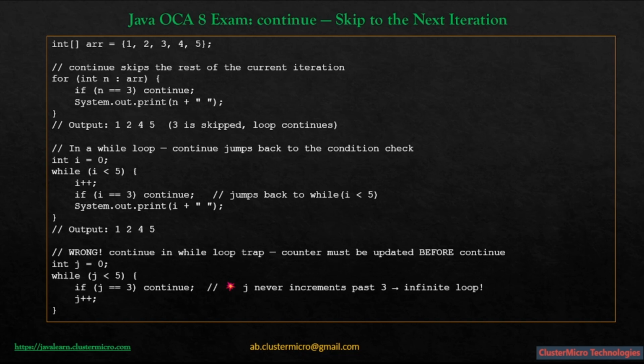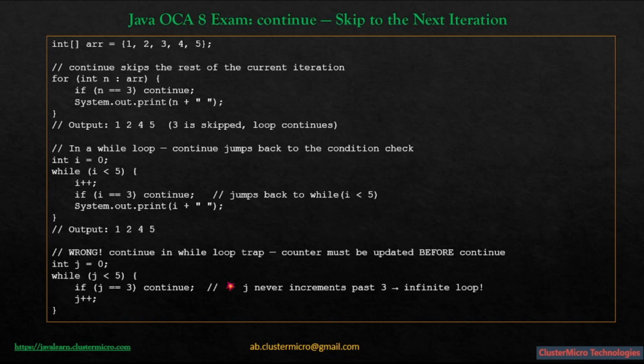So if you see the last example, j less than 5, if j equals 3, continue, and then j plus plus. That means when it reaches 3, it will again come back to the condition j less than 5, so 3 less than 5, again it will continue, again go back to the condition j less than 5, 3 less than 5, keep doing like that. So it will become an infinite loop because j plus plus is after the continue statement. So you have to remember that.